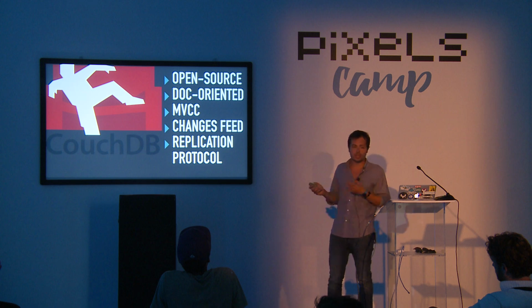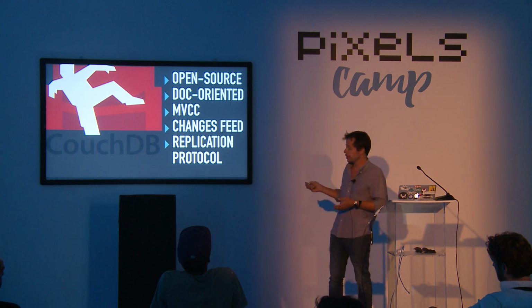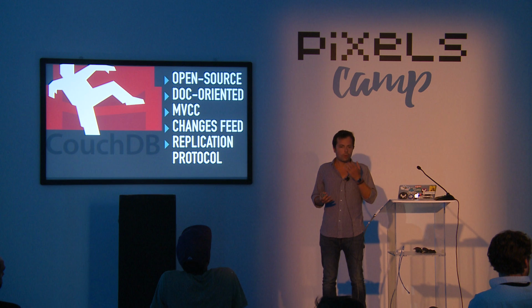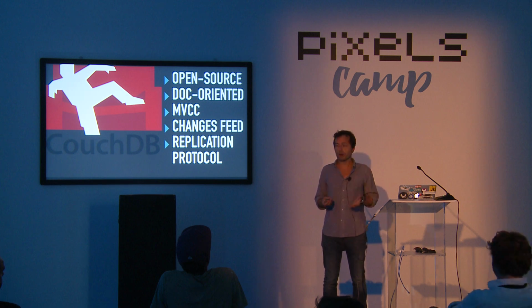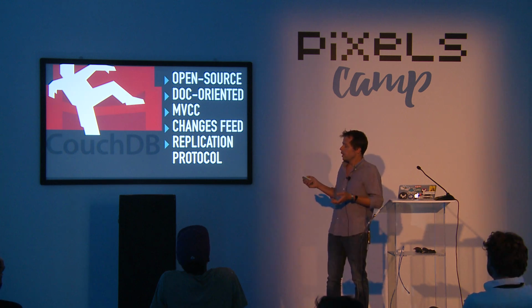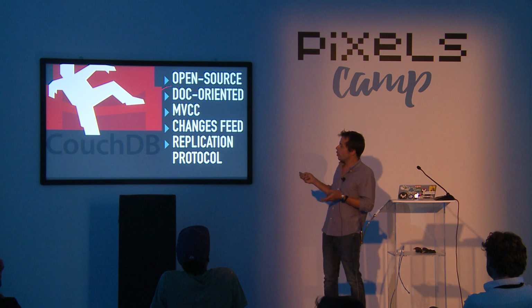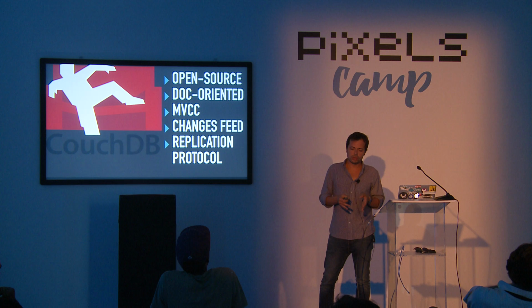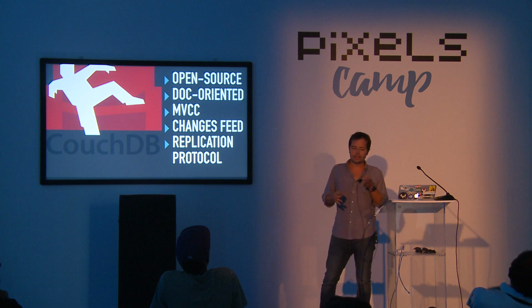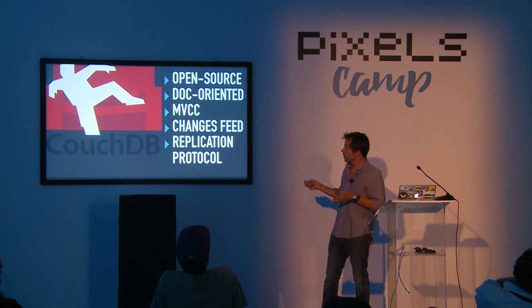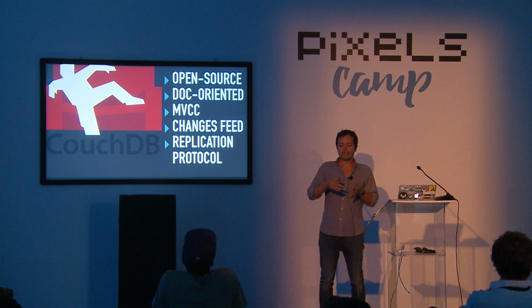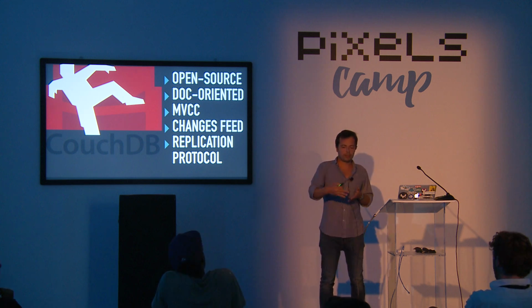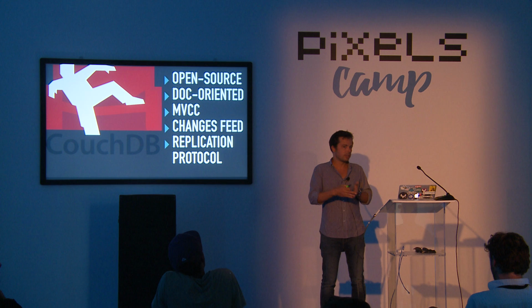It also has an interesting property, which is a changes feed, which is crucial for the synchronization protocol. CouchDB keeps all the versions, if you tell it to, of all the documents stored. So you can ask for the changes that the database has suffered since a point in time.